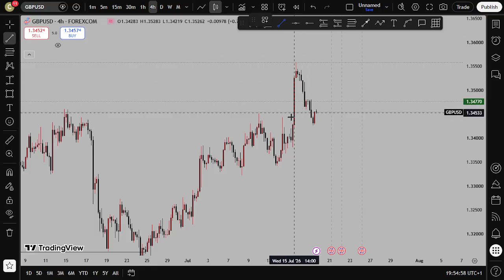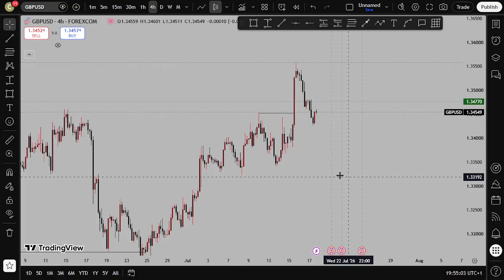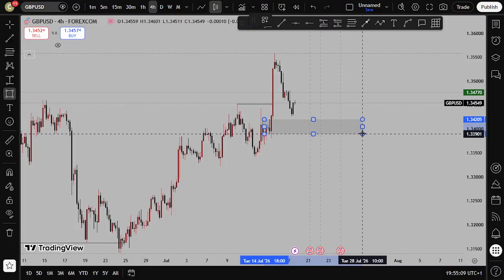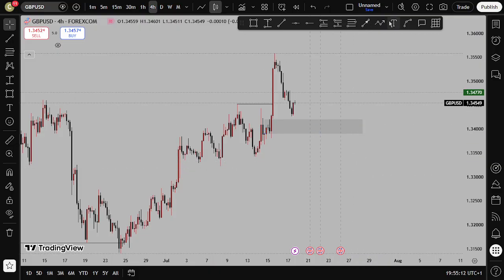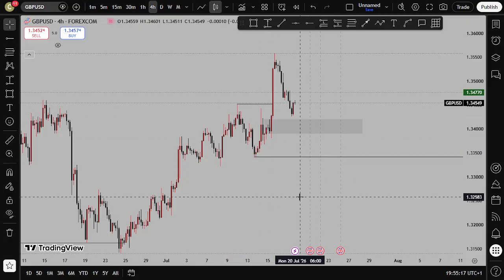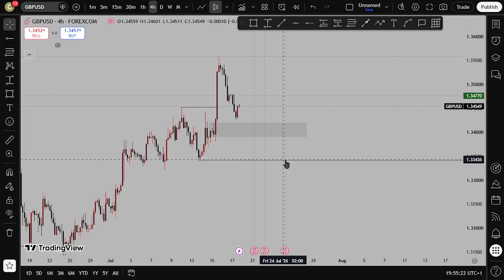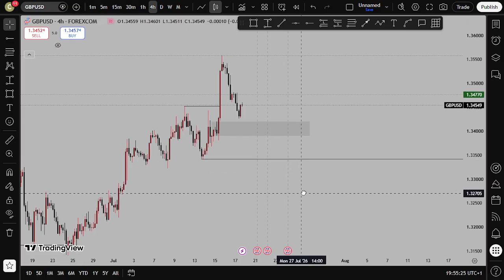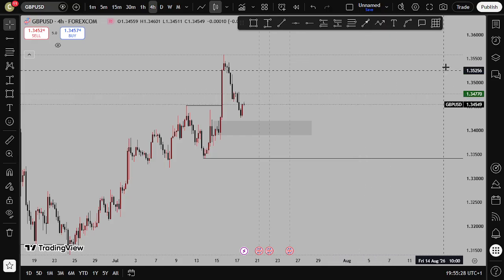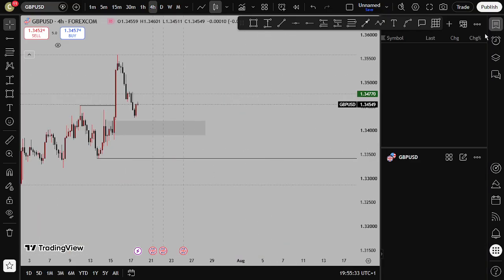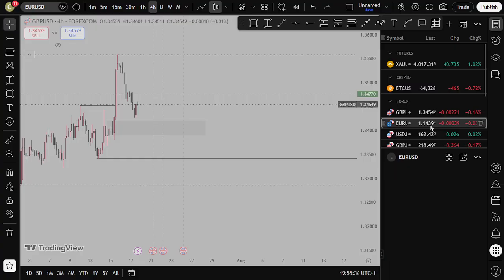So here is where our last break of structure occurred. So we're waiting for price at this demand. Here is our invalidation point. So for price to continue upward, we don't expect price to close below this line. So this we will be waiting for on GBPUSD, EURUSD.